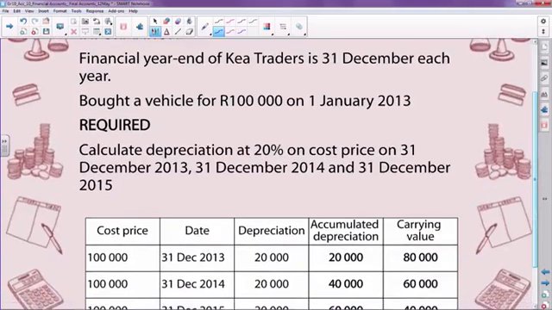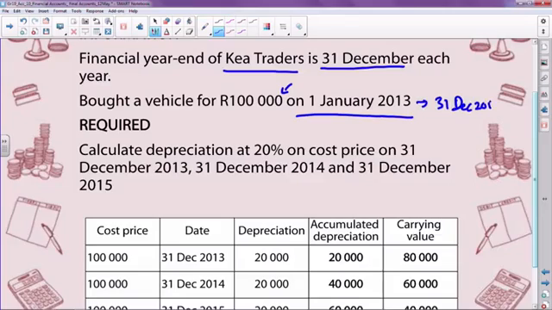At the financial year end, Kia Traders normally have their financial year end on the 31st of December. So what you need to do is calculate depreciation on the vehicle bought, and you paid 100,000 Rand for this vehicle on the 1st of January 2013. So hopefully you know that the end of the year will be 31 December 2013. That is 12 months. So if I bought it on the 1st of Jan, I use the 12 months up to the end. And when do we do depreciation? We always do it at the end of the year.